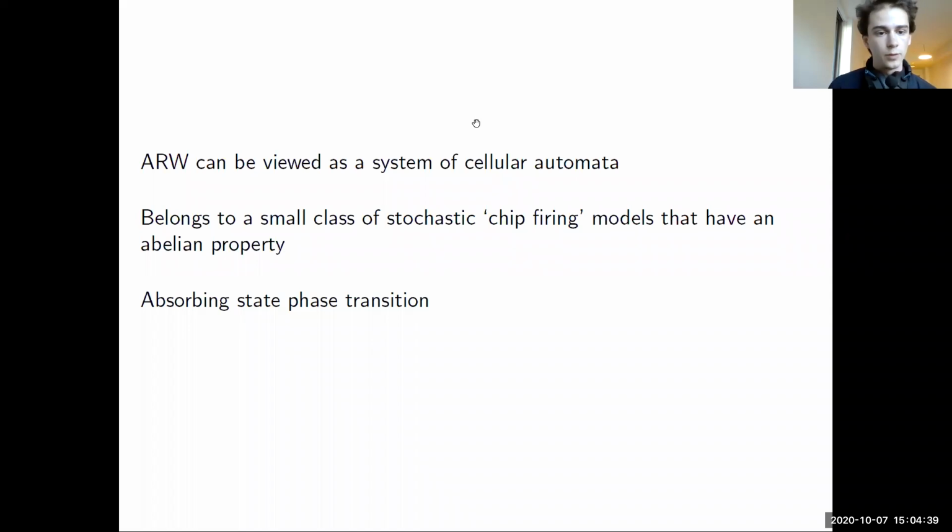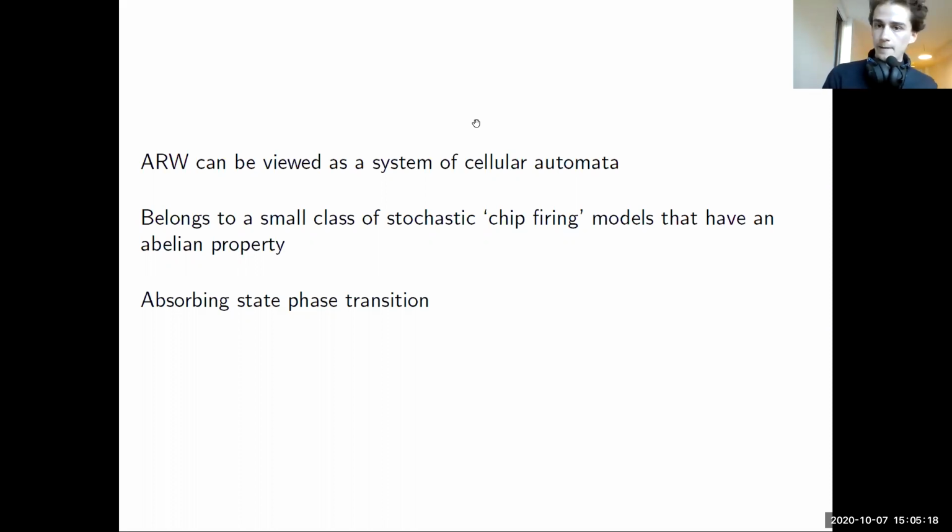I don't want to go into the details too much, but basically there are not so many models that have an abelian property when viewed this way, that have some randomness, that have independent, identical automata at every site. These are also known as chip firing models. So activated random walk is one of these. Another is the stochastic sandpile. It also has an absorbing state phase transition. That's a good buzzword. So that's what I'm going to talk about today. That's the main thing we want to understand.